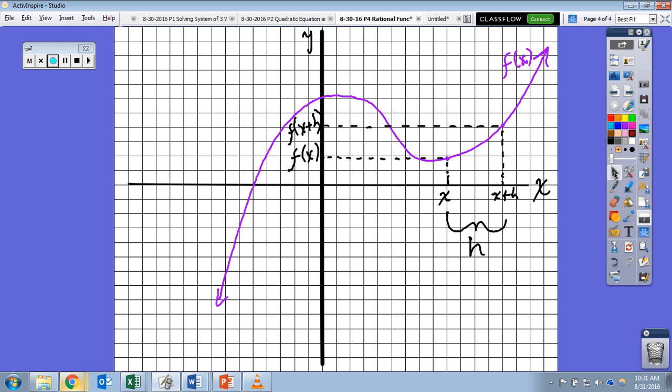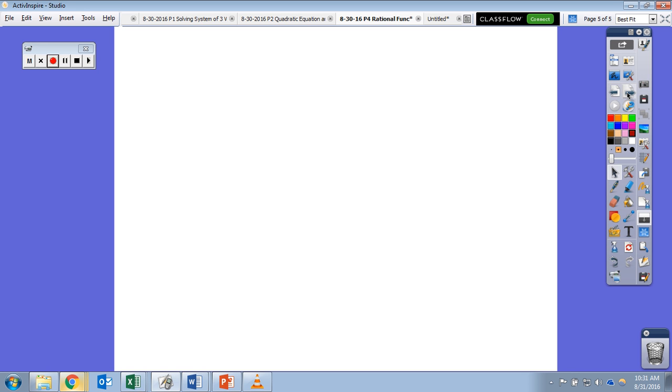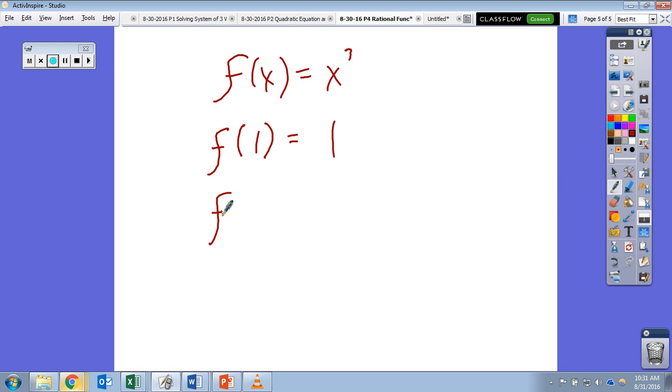This kind of looks like a cubic. So let's do a very simple example that goes along with what you're saying. Let's say f of x were equal to x cubed. Well, f of 1 would be 1, and f of 5 would be 125. The distance of the jump in my independent variable from 1 to 5 is only 4, but this is a jump of 124. Yeah, that makes sense.